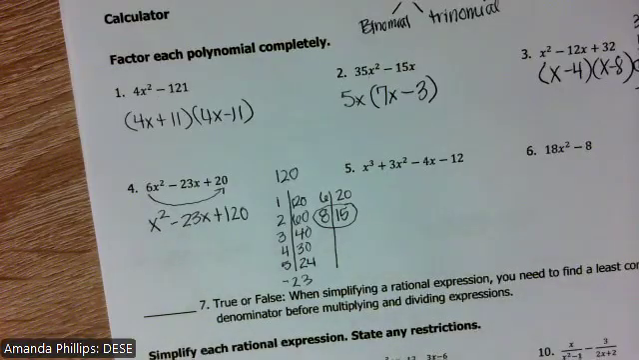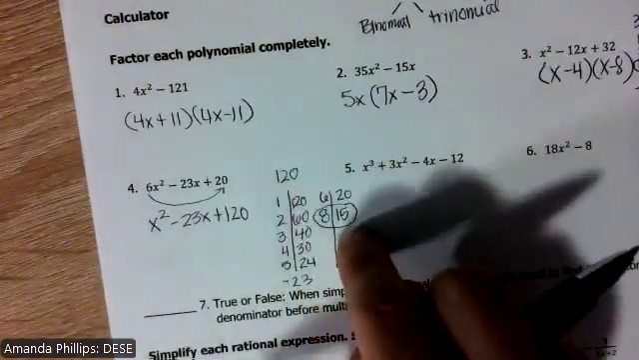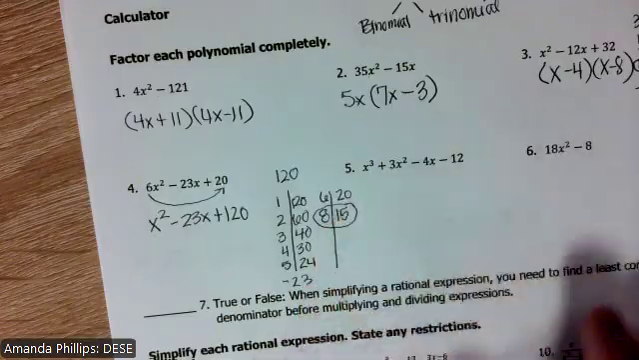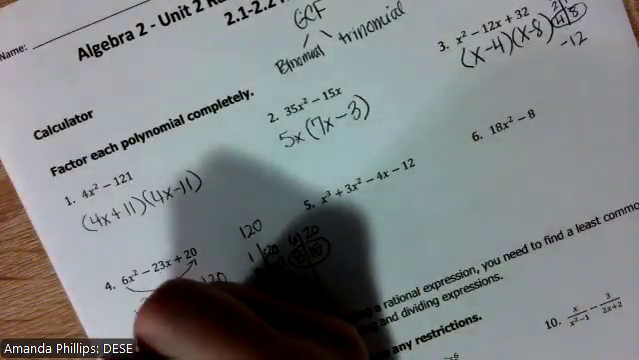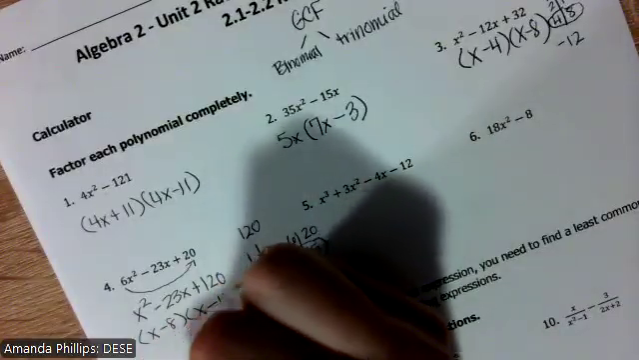So let's figure out the signs. They're going to give a positive 120 and add to get negative 23. So these will both be negative. So I'm going to say x minus 8 times x minus 15.